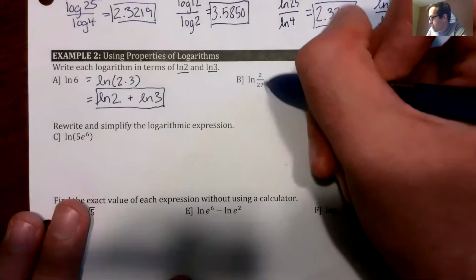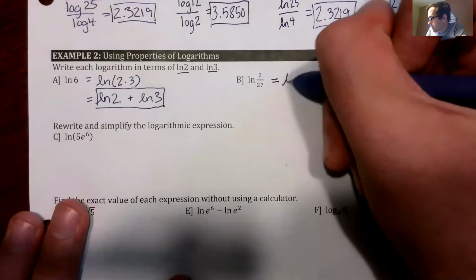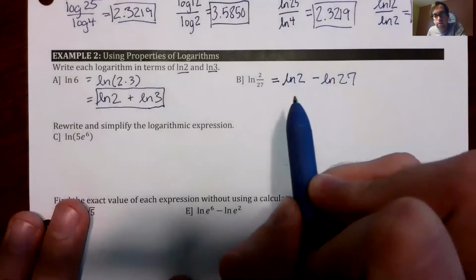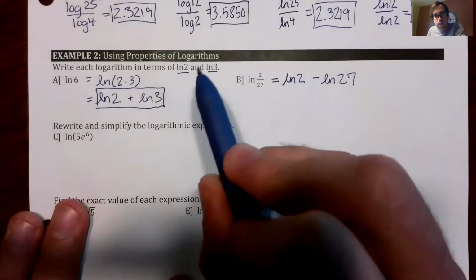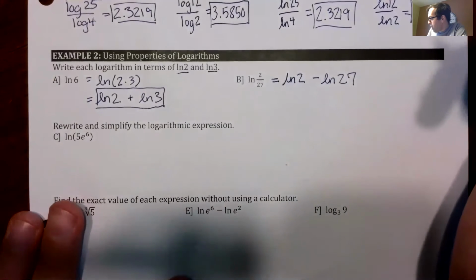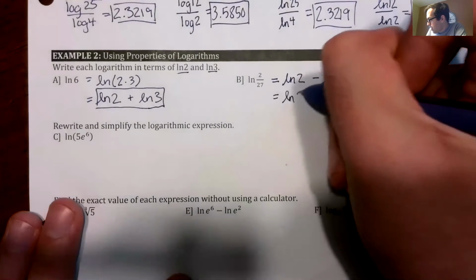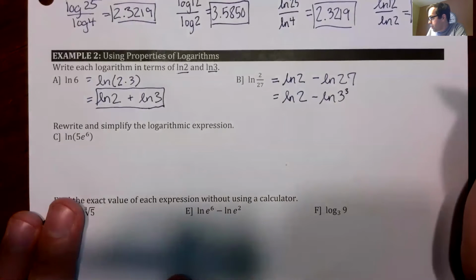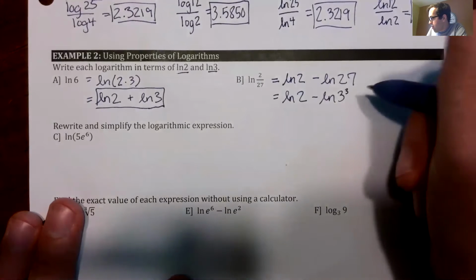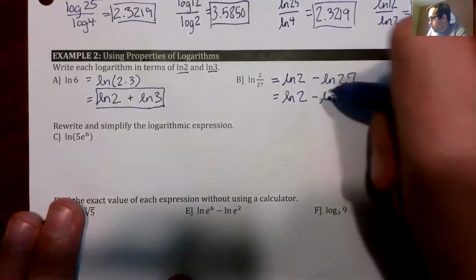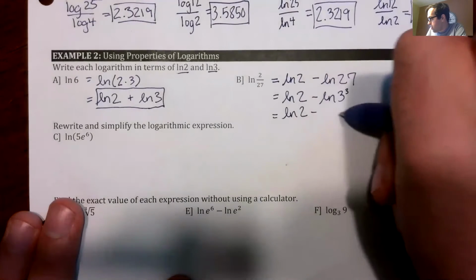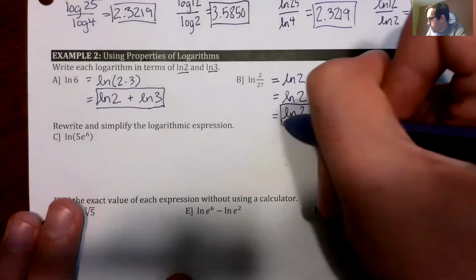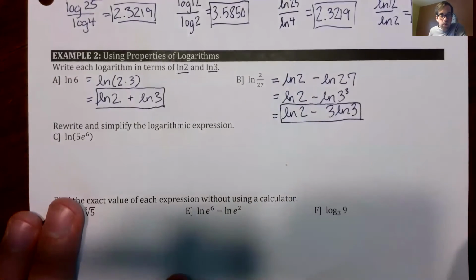In letter B, we have a division question, which means we can rewrite this as the natural log of 2 minus the natural log of 27. But the first term is in terms of natural log of 2. The second one doesn't have either of these things in it. But what I am thinking about is that I know that 27 is the same thing as 3 cubed. So if I use that property, and then I remember that the exponent can be written as a coefficient, we suddenly get exactly what the directions ask for, okay?